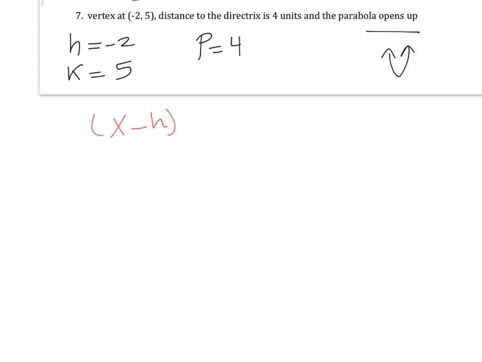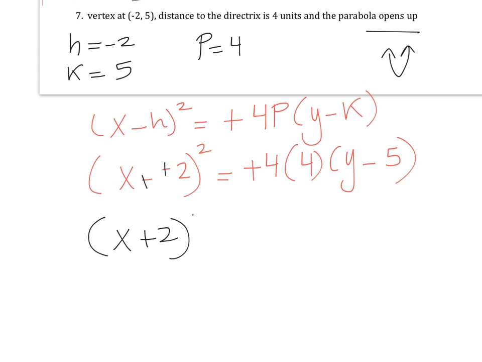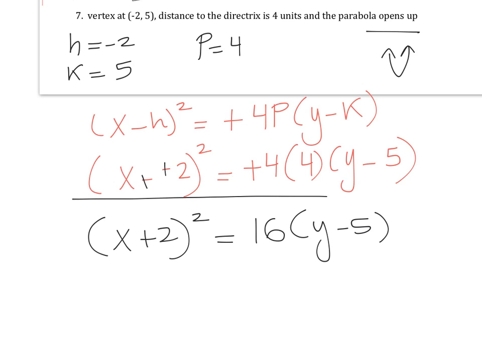x minus h to the power 2 equals plus 4p times y minus k. So x minus the h of the vertex, which is -2, squared equals plus 4 because it opens upward, times p, which is a 4 in this case, then y minus the k, which is the y of the vertex, which is 5. So negative and negative, that's a positive. So x plus 2 squared equals 4 times 4, that's a 16, and then y minus 5. And that's how you do number 7.